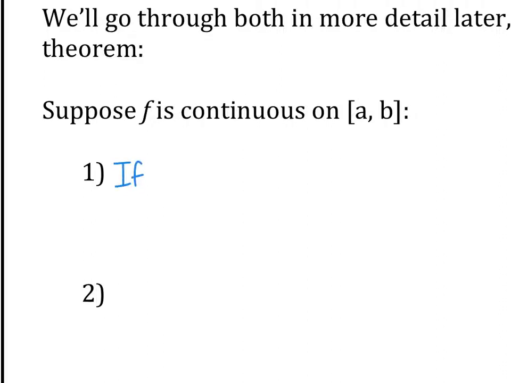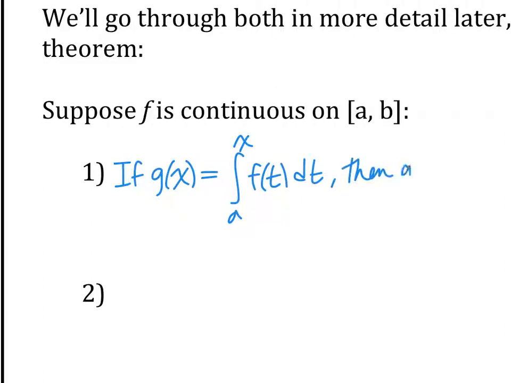If g of x is the integral from a to x of f of t dt, where a is just a number and x is a variable, then g prime of x is equal to f of x. That's the first part of the FTC, or fundamental theorem of calculus. Second part.